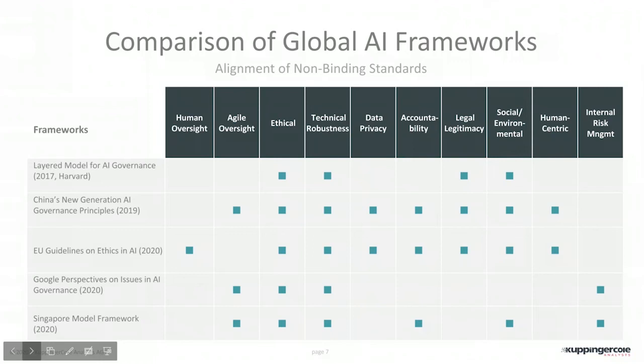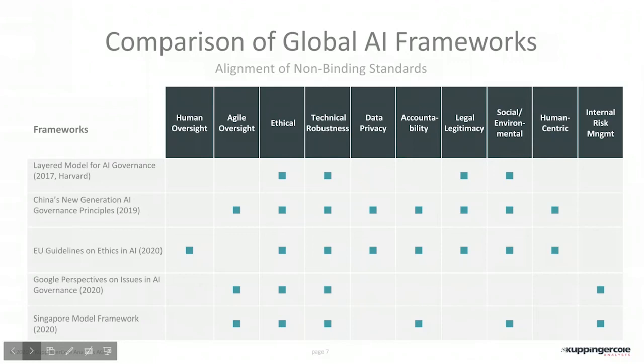So I took a sampling of the global frameworks that are out there from politically driven task forces, academia, and the private sector. And this is by no means a comprehensive list, but it does identify some of the main players and what values are being consistently included. So we start with a relatively early paper from Harvard in 2017 that provided a very general framework for AI governance. And this focuses on ethical alignment, technical robustness, legal legitimacy, and mitigating negative social and environmental impacts.